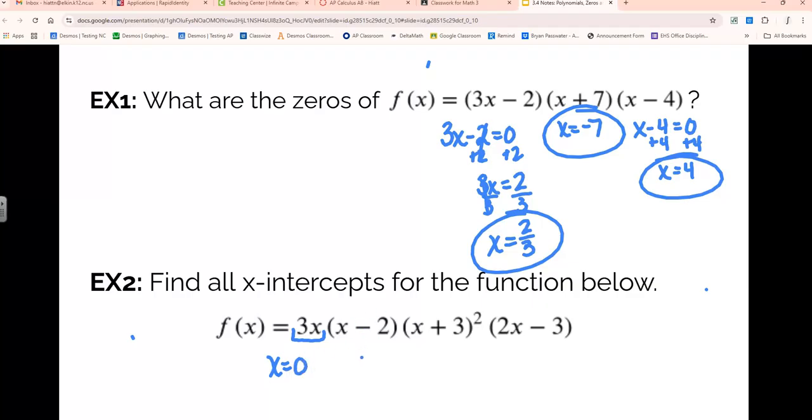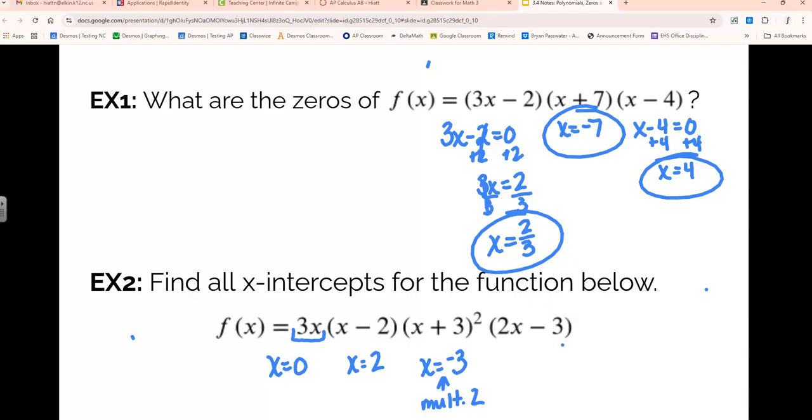What would we have for the x minus 2? Positive 2. What about the x plus 3? -3. And a little note about this, because it has a square, this is going to be a multiplicity of 2.